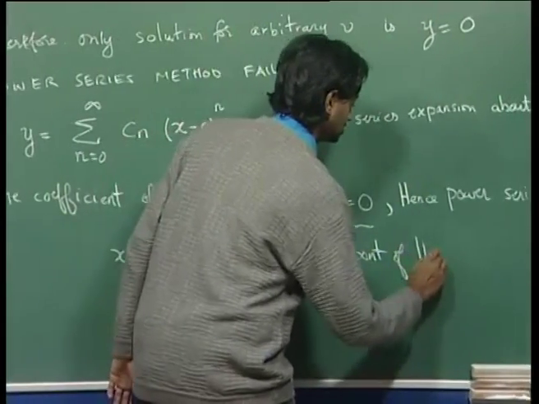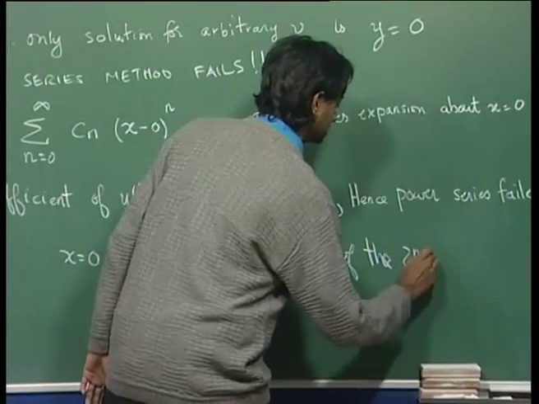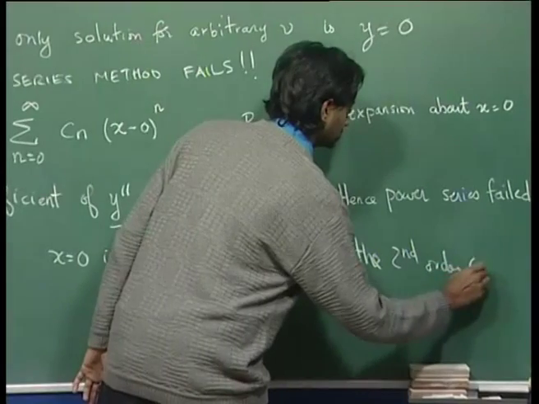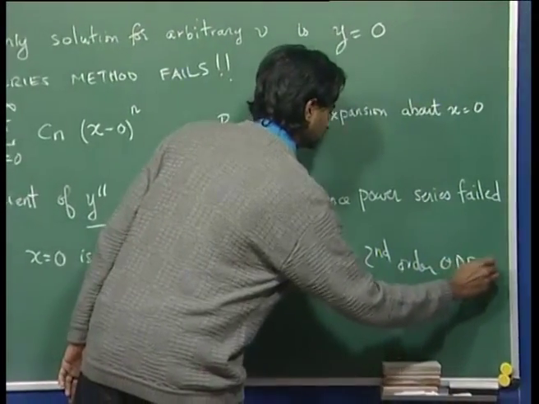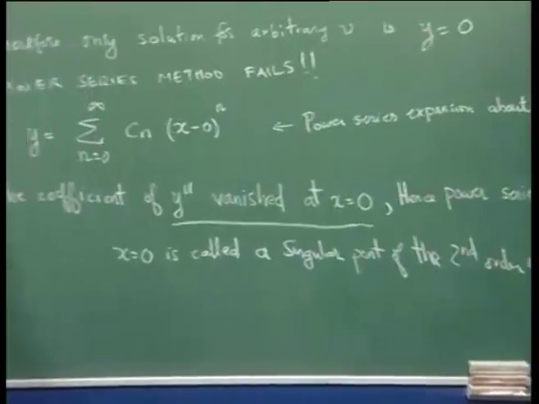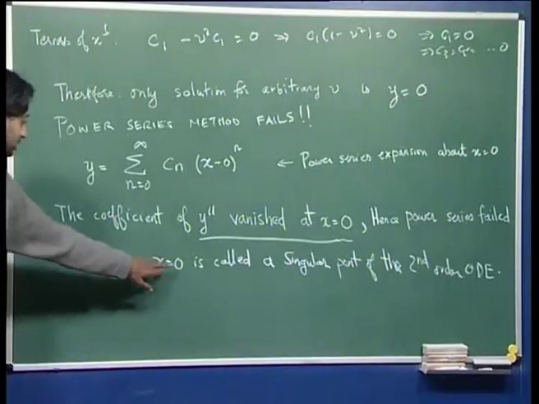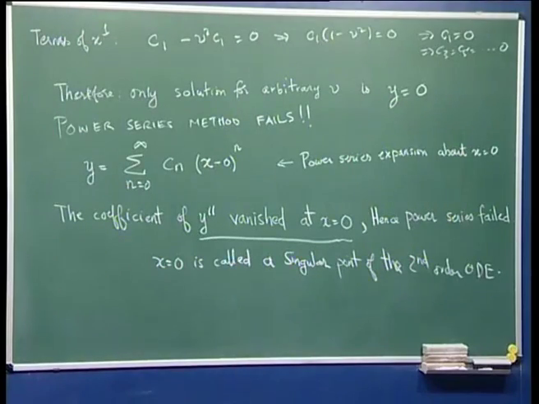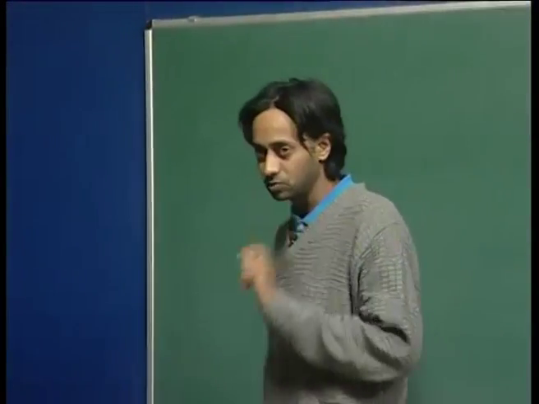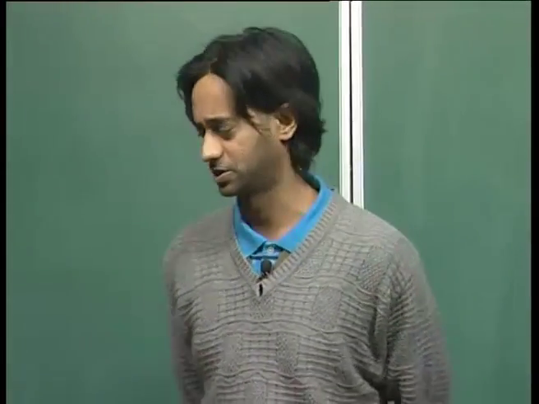Of the second order ODE. Okay. So, whenever the coefficient of y double prime vanishes at some value of x, then that point is called a singular point of the second order ODE. Okay. So, let us look at these singular points in a little bit more detail, and what I will do in the next 15 or 20 minutes is to tell you what methods you can use whenever you have singular points in a differential equation.